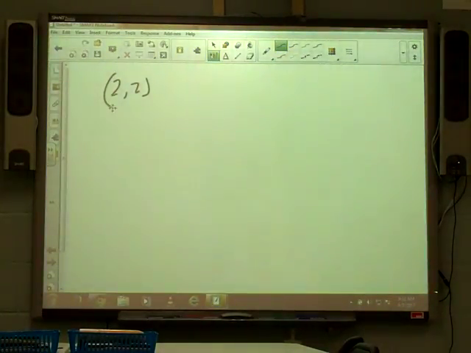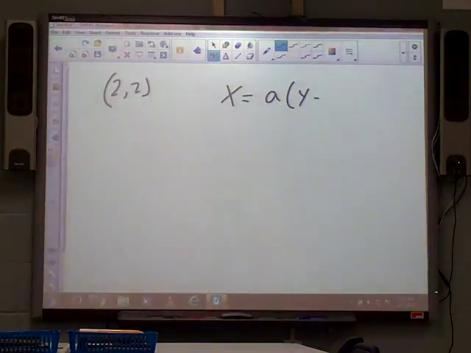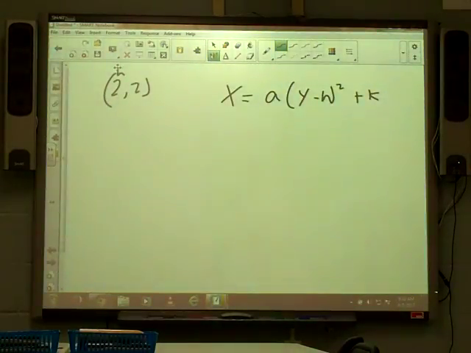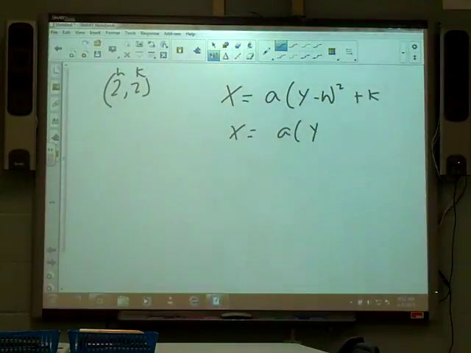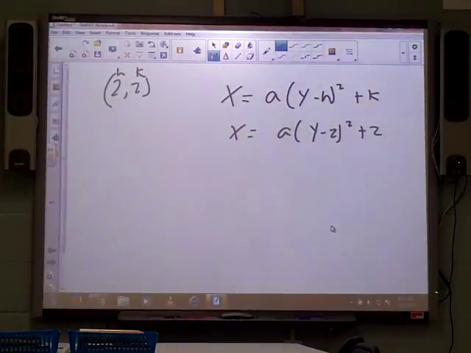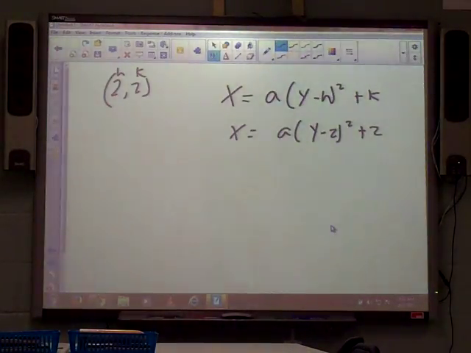Yep. And so we're going to use vertex form. Now this is a sideways one. So it's going to be x equals a times y minus h squared plus k. But there's your h and your k. So I got x equals a times y minus 2 squared plus 2. But now I have to find the a, just like we did on the other problem. Did they give you another point to use to find the a?